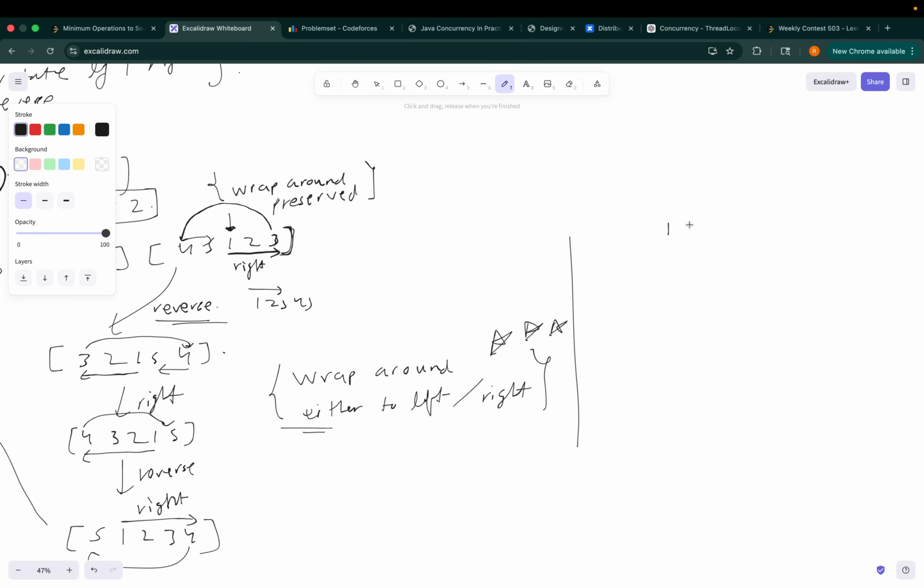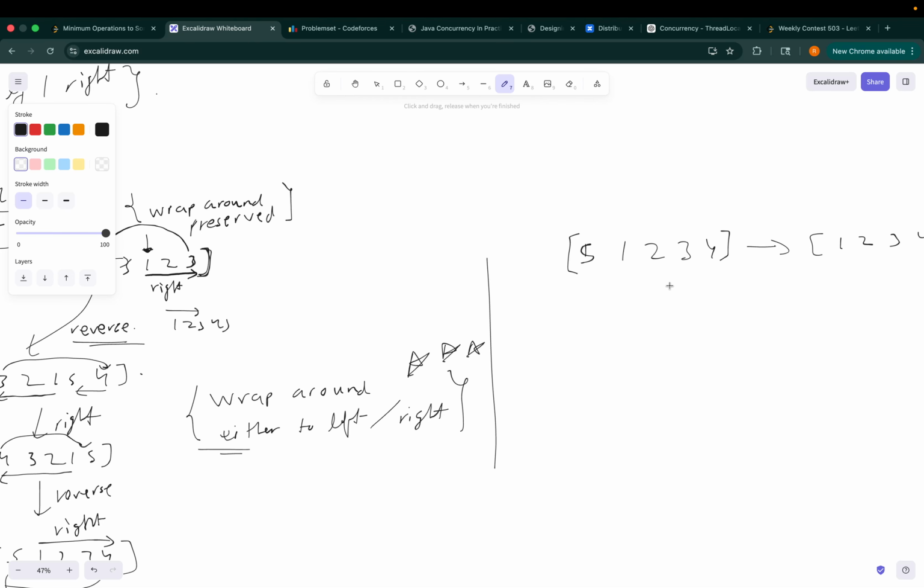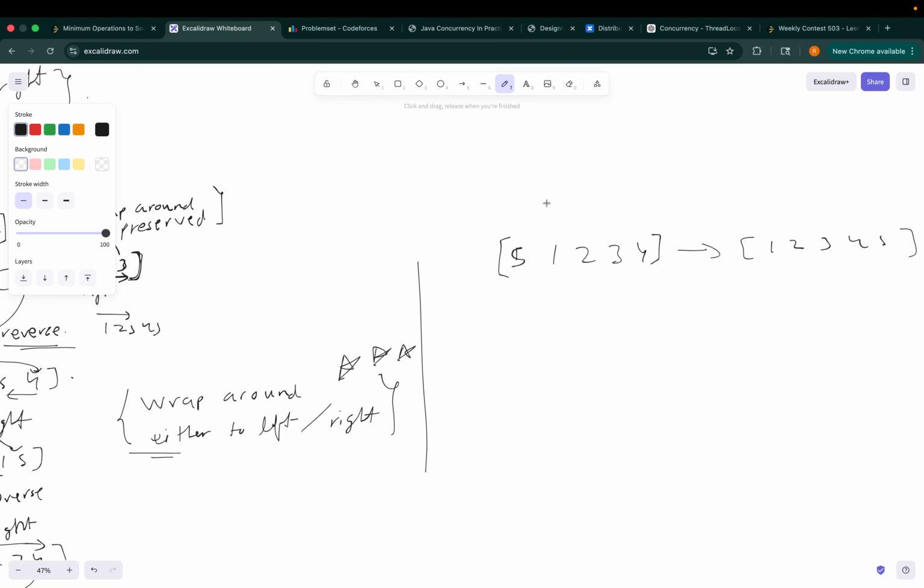So let's say you are given this array. Let's say you are wrapping around to the left, 5 1 2 3 4. Let's say this is the array, and you want to make this 1 2 3 4 5. What can you do? You can rotate once to the left to get 1 2 3 4 5 in one operation. Pretty easy, right? Just left.